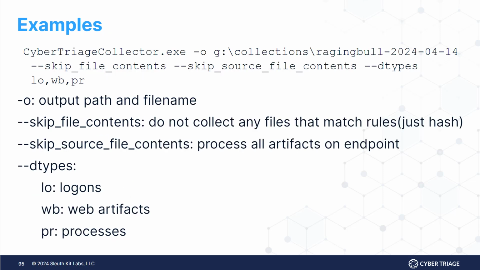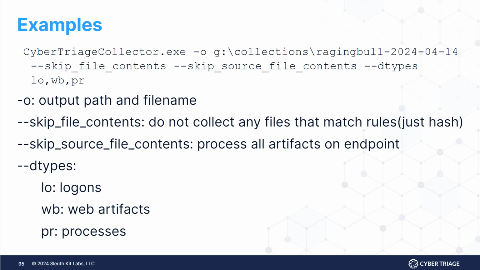Just having a look at one example here that we could run. We're going to run the collector, cybertriagecollector.exe. We're going to specify the output is going to the G drive, to a collections folder, and we're giving it the name of that JSON file, or the collection file itself. We're making this a fast one. We're going to skip file contents, and we're also going to skip the source file contents, and we're going to specify the data types as just the logon, web browser activity, and processes. So that collection is going to be pretty fast.